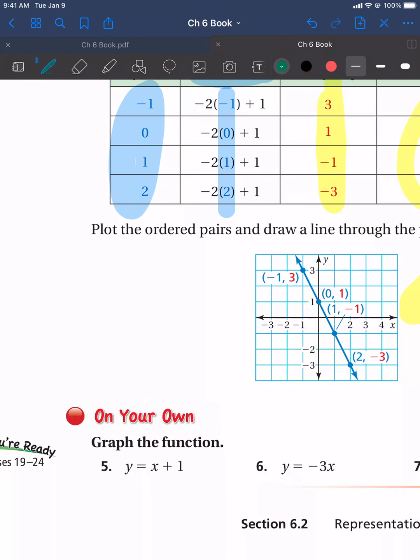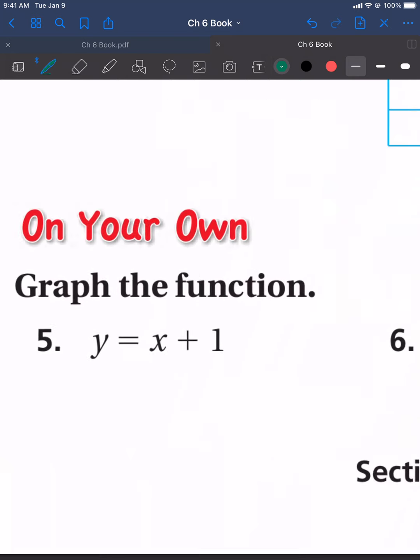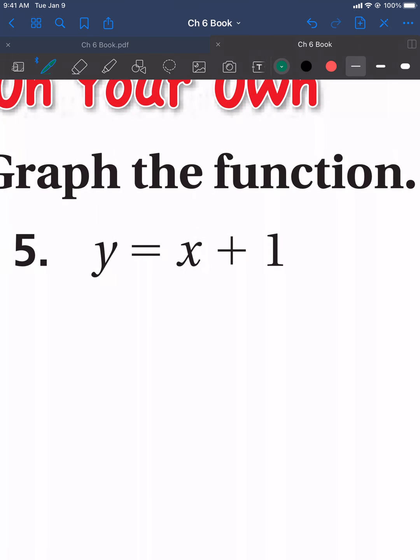Okay, let's look at number 5. Number 5 says graph the function. I'm going to do just quick little sketches for these, okay? Do I have y equals mx plus b? Yes. What is my y-intercept? Plus 1. My slope is up 1 over 1, up 1 over 1, up 1 over 1. And there's my function.